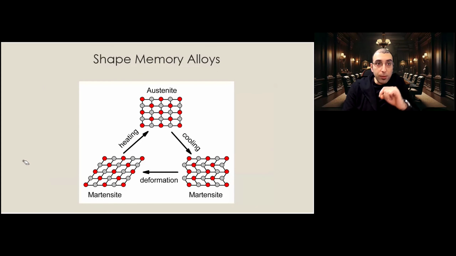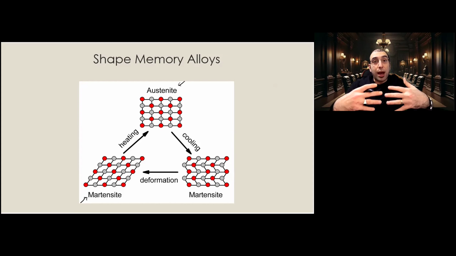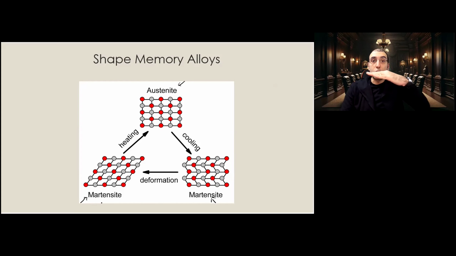So shape memory alloys basically have two distinct structures at high temperature and at low temperature. Those we call austenite and martensite. For most shape memory alloys, the high temperature structure is austenite, and the low temperature structure is martensite. So these two martensite structures are low temperature variations of shape memory alloys, and austenite is a high temperature structure.